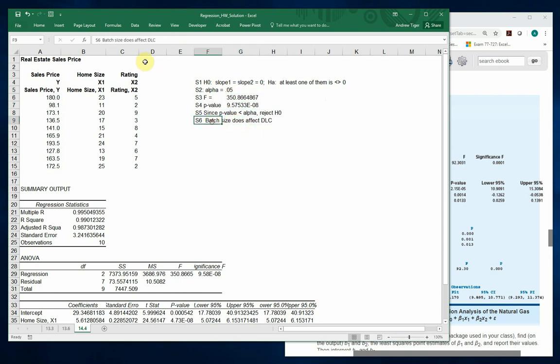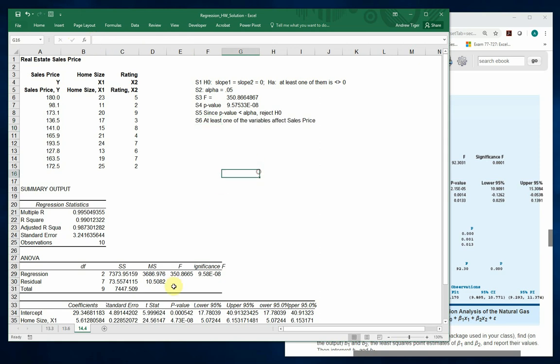So what that tells us when you have multiple regression is at least one of the variables affects sales price. It doesn't tell you which one. So that's what step 6 is. And just like when we did ANOVA for means testing, you've got to keep going.